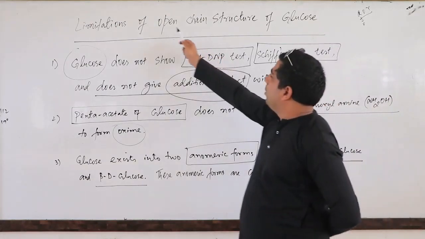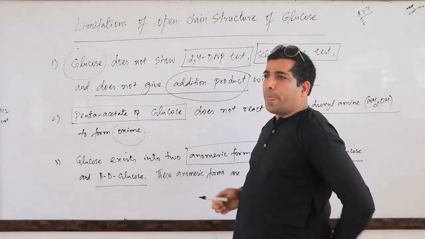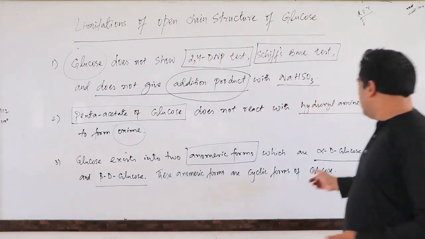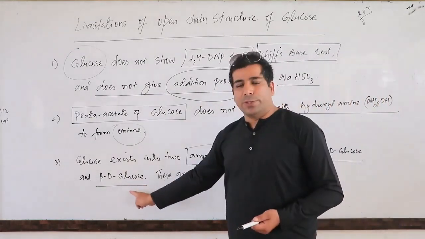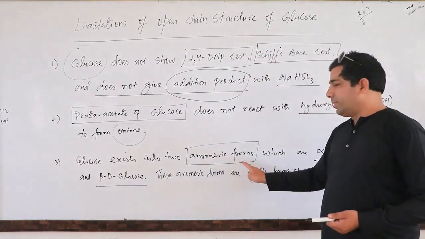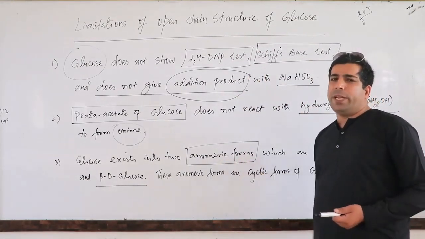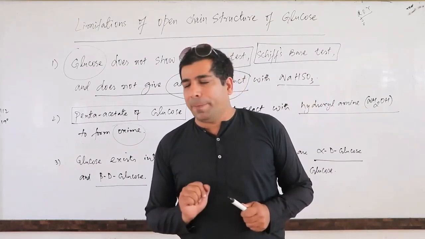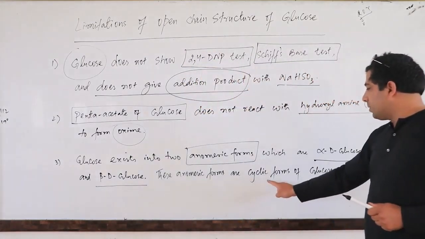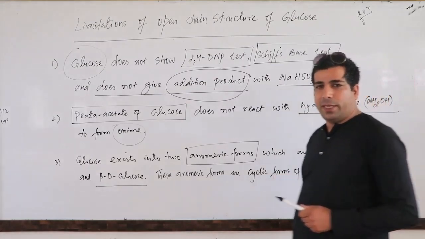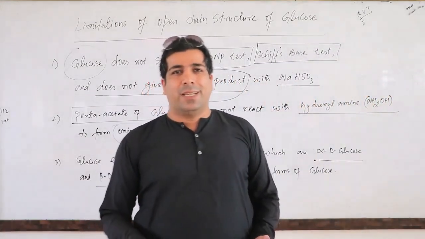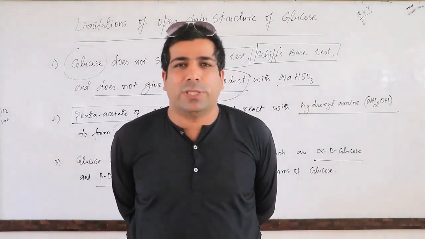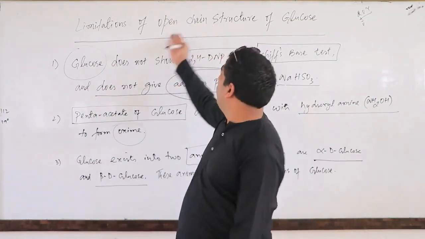But our topic was open chain structure. When we talk of open chain structure of glucose, it gives me no idea about alpha D glucose and beta D glucose, which are the anomeric forms of glucose. Anomeric forms, basically isomeric forms of glucose, which we will discuss later in this chapter. These anomeric forms are cyclic forms of glucose. So this is one more limitation, because this third terminology tells me that glucose exists into two cyclic forms. So it's a limitation of open chain structure.